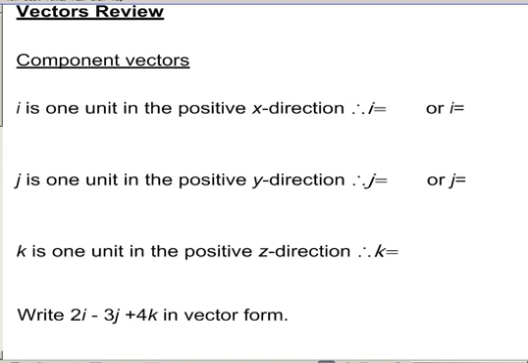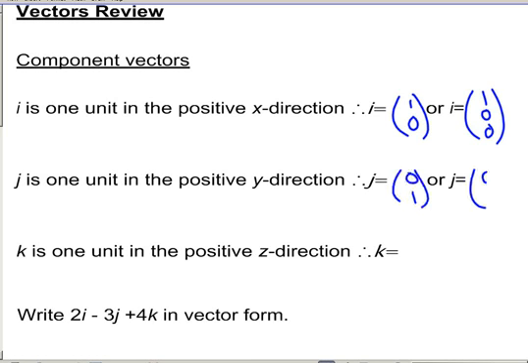Okay, when you see the letter i, it means 1 unit in the positive x direction. So i is going to be the vector (1, 0), or if you're working in 3D, (1, 0, 0). j is 1 unit in the positive y direction, so j is (0, 1) or (0, 1, 0). And k only exists in 3D. It's 1 unit in the positive z direction, or (0, 0, 1).